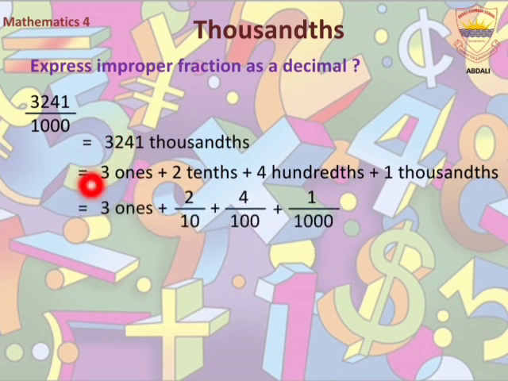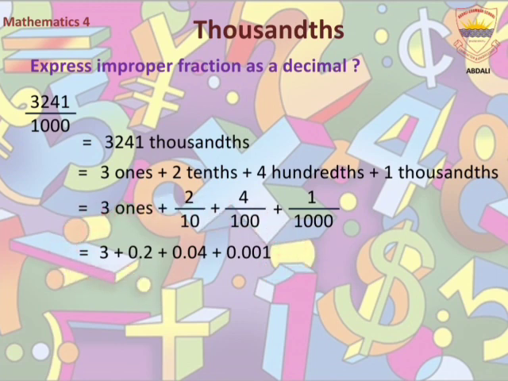Now student, we follow our third step. Now student, we write this with fractions. 3 ones plus 2 by 10 plus 4 by 100 plus 1 by 1000. Now student, we write these fractions as decimals. 3 ones is 3, we write 2 by 10 as the decimal 0.2, 4 by 100 in decimal form is 0.04 and 1 by 1000 in decimal form is 0.001.